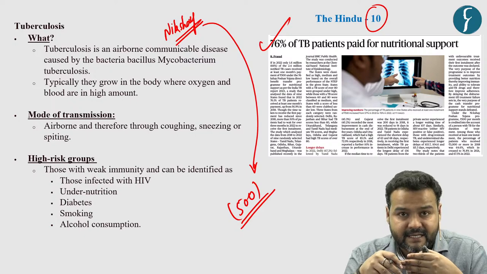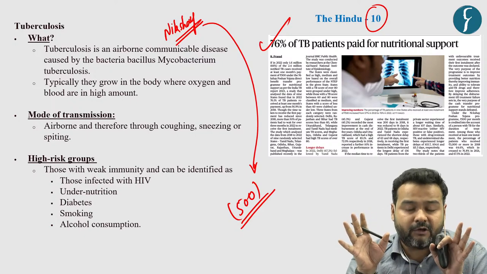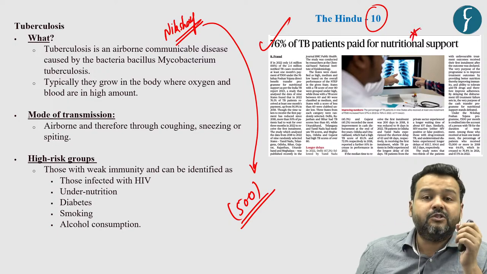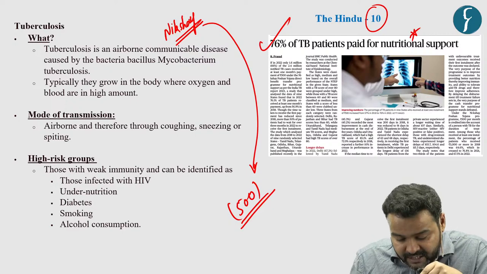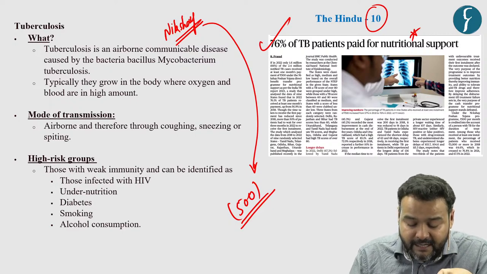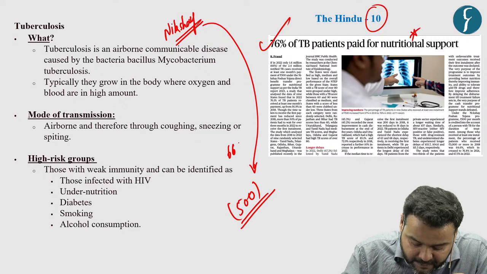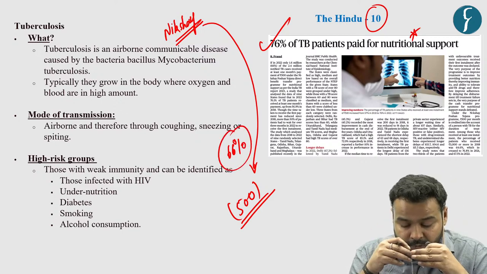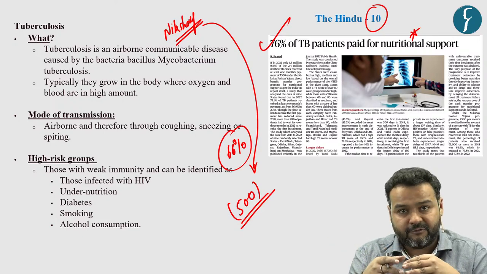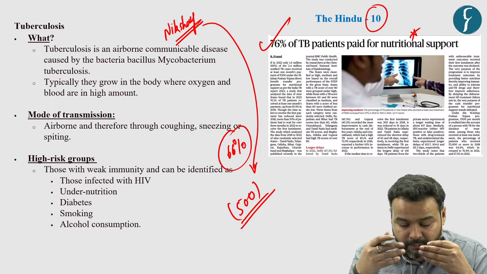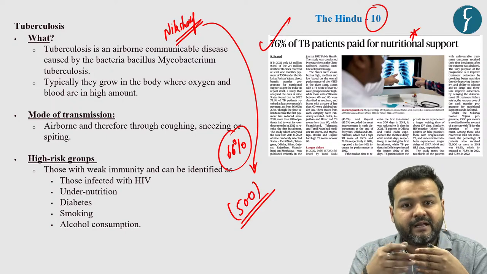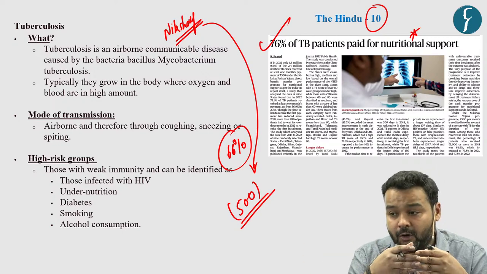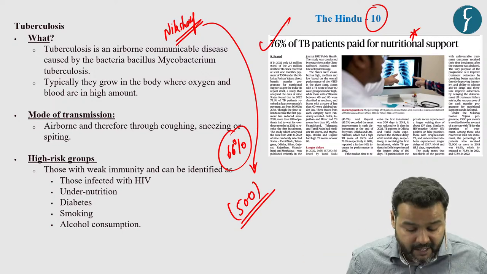Now, this study says that 76% of TB patients were paid for this nutritional support, which is better than the previous year, that was just 66%, but still there is no universal coverage. So, yes, a 10% rise in the coverage, some form of payment has been done, but mostly people, around 24%, are still out of it or have not received any kind of payment yet.